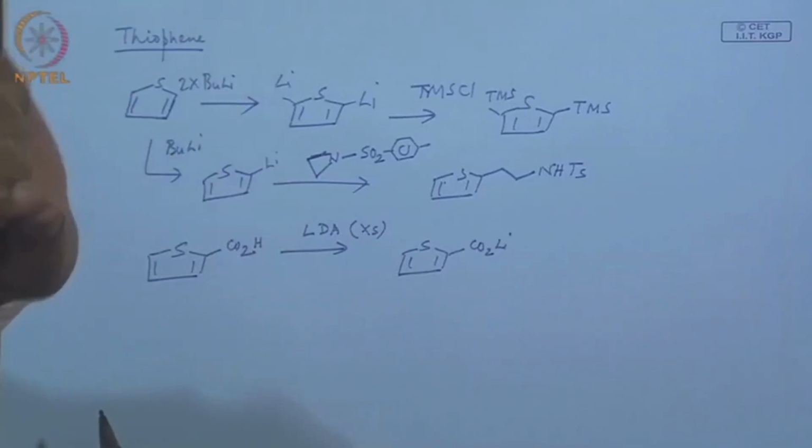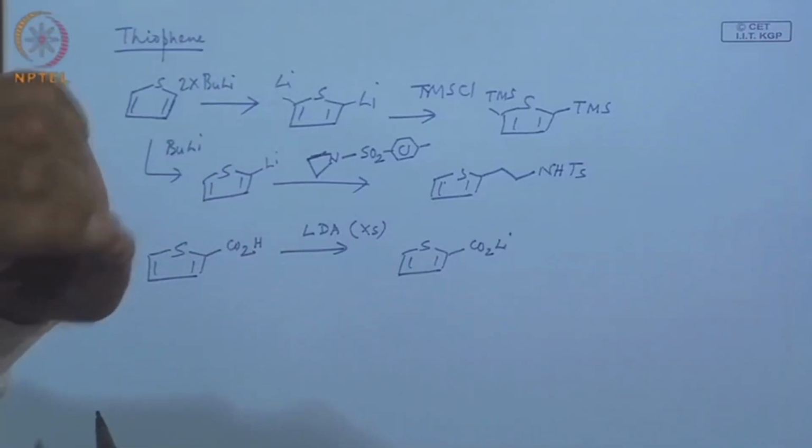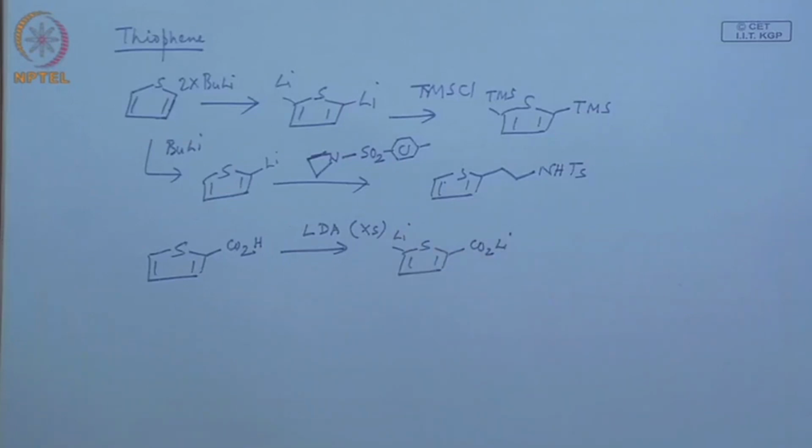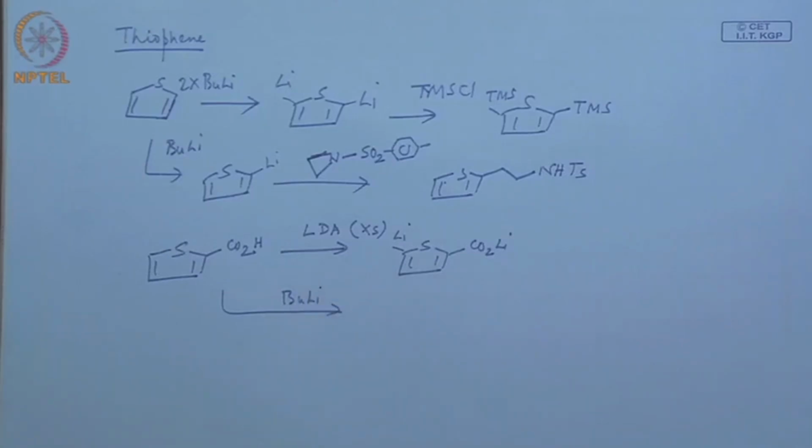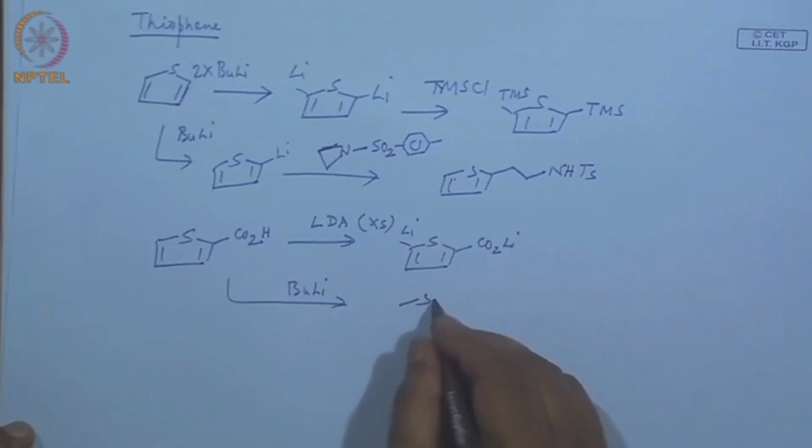The reason being that LDA is non-coordinating, that is what you have to remember. It is very basic. Butyl lithium also is basic, but it is coordinating, meaning it can undergo coordination with the heteroatoms. But LDA would not undergo any coordination, and in this case you will have lithiation done here. But if you use butyl lithium, what do you expect? It is coordinating. That means yes, it is the 3 position.